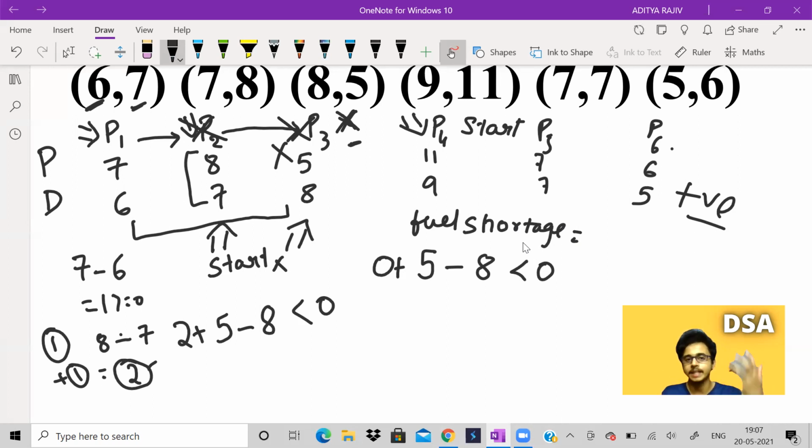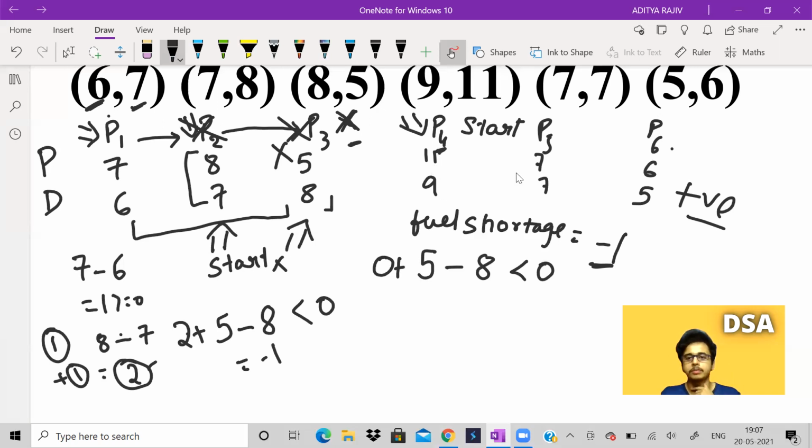How much fuel was needed because of which we failed to continue. So over here, how much fuel will be needed? If you calculate properly, fuel shortage is going to become -1. See, 2 plus 5 minus 8 is going to be -1. So fuel shortage up till the third petrol pump will be -1. So if you have started from the first and gone to the third, at the third you will face a shortage of -1. So now let us start from the fourth petrol pump.